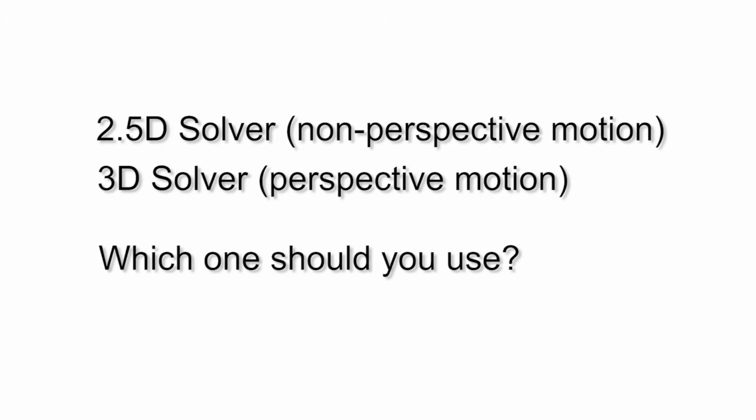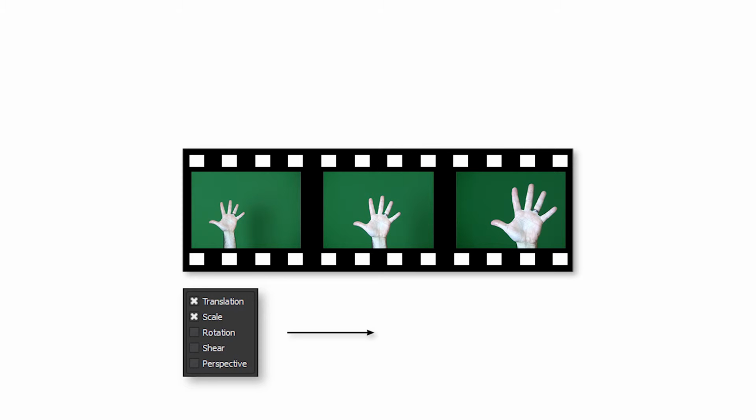MochaBlend contains two camera solvers, each one designed to solve a different type of motion. Which one should you use for your shot? Take a look at the frames in this sequence. You'll see the hand is translating from left to right and also moving closer to the camera in each frame. This shot should be tracked in Mocha with both translation and scale, and solved in MochaBlend with the 2.5D solver.